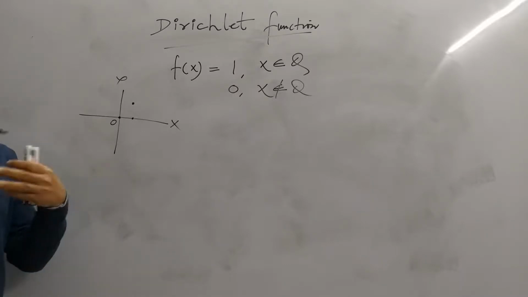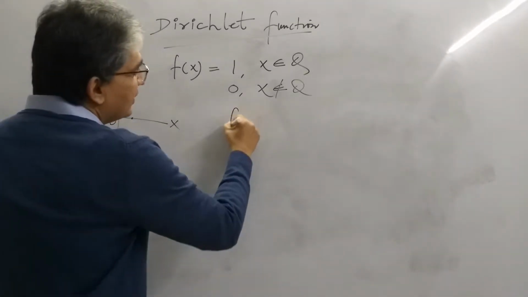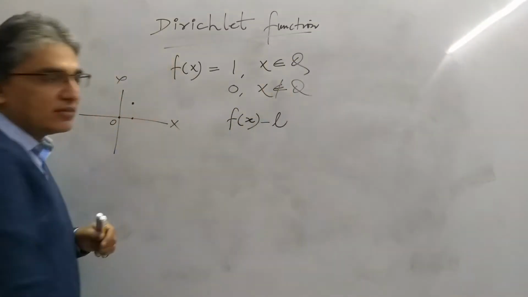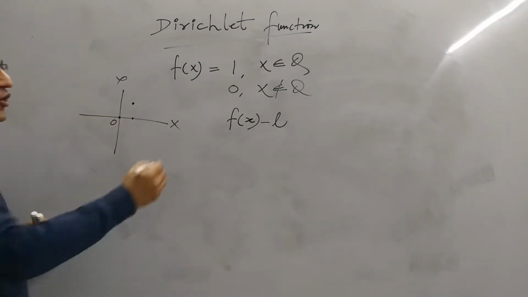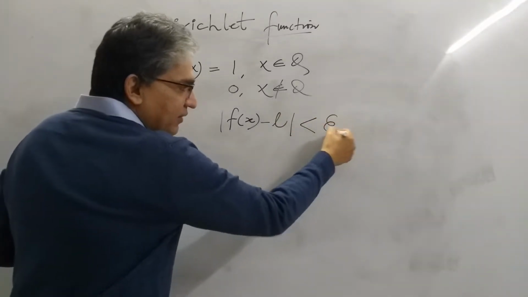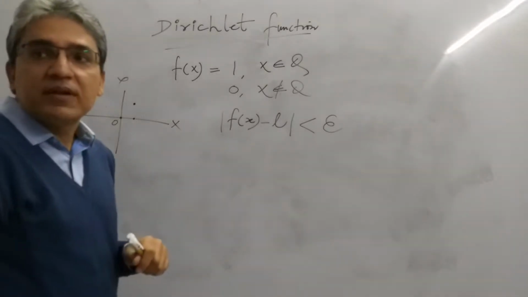But what about this epsilon delta argument? Now let's assume that there is a limit. So the function has got a limit of L. According to our definition, this will be less than epsilon.